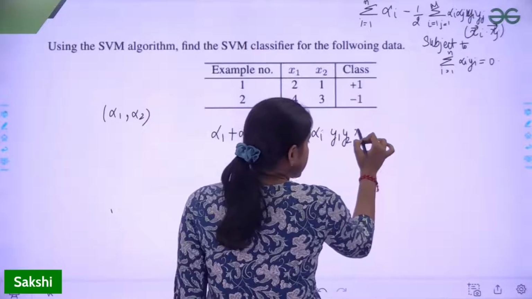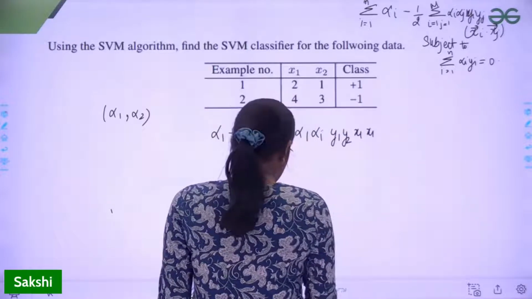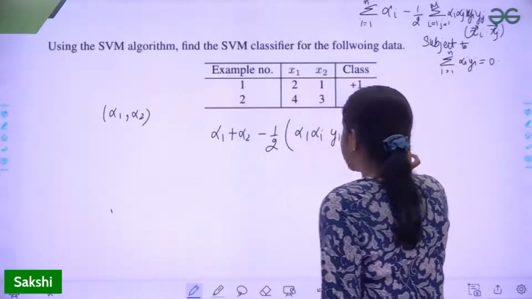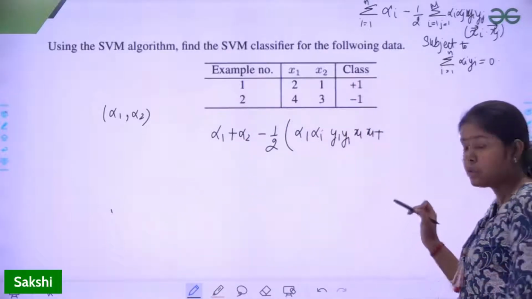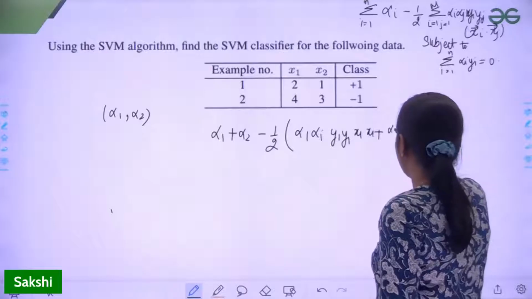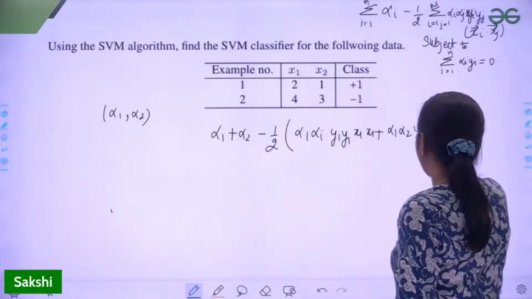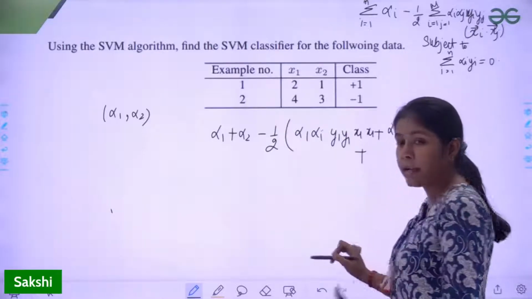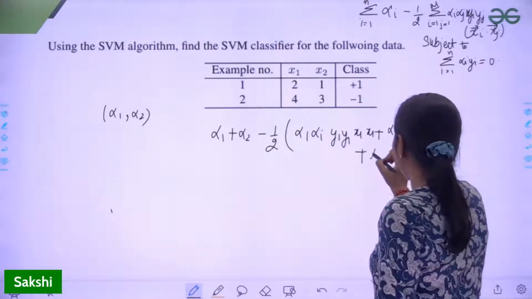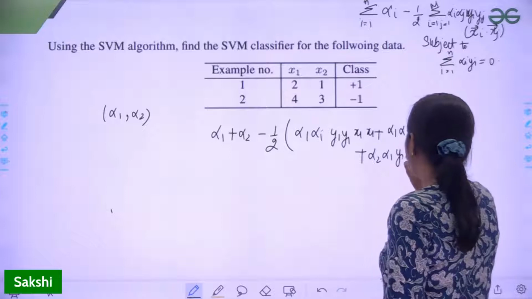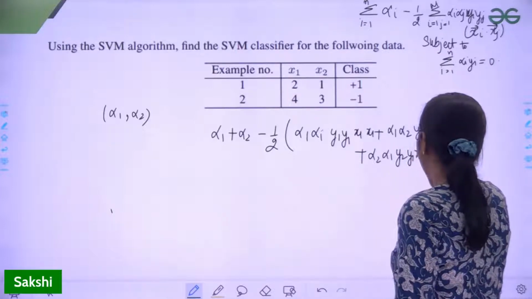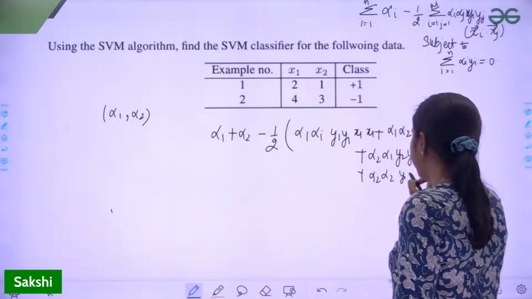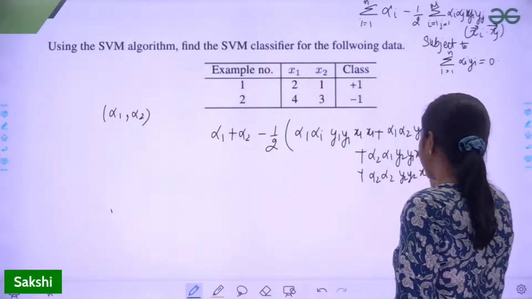So we'll get x1 x1, right? We got this point. Now let's take alpha I1 j2. So we'll get alpha 1 alpha 2 y1 y2 and x1 x2. Next take I2 j1. So we'll get alpha 2 alpha 1 y2 y1 and x2 x1. Next take both 2, alpha 2 y2 y2 and x2 x2, right?